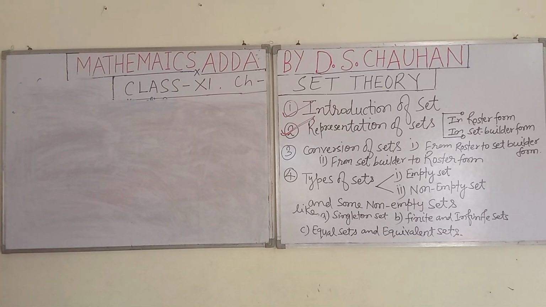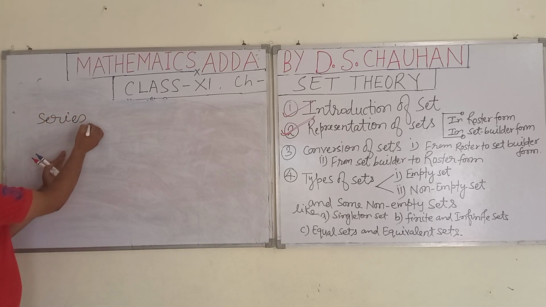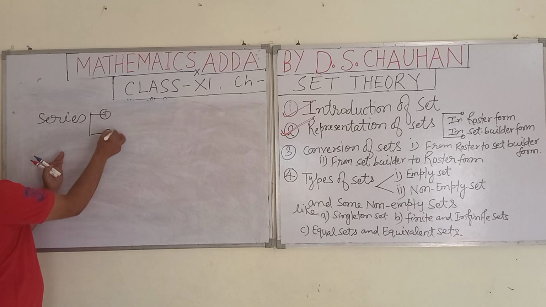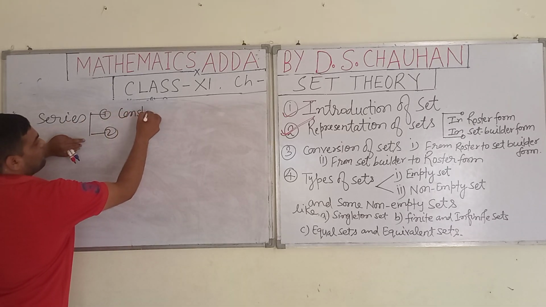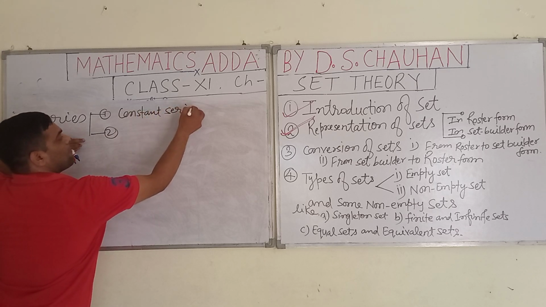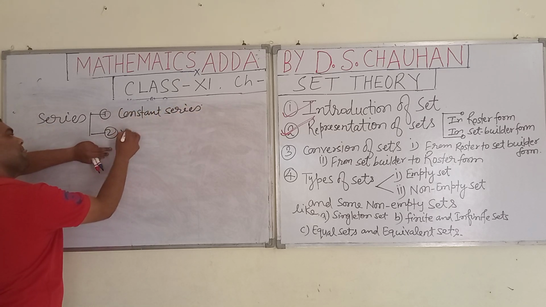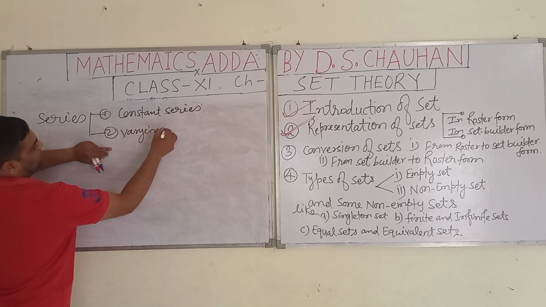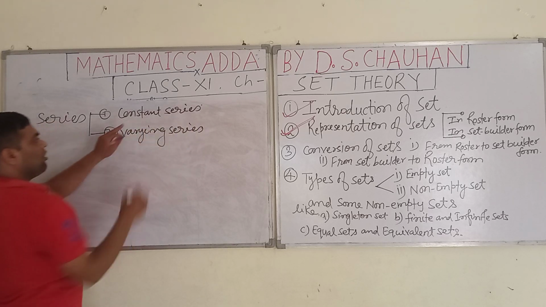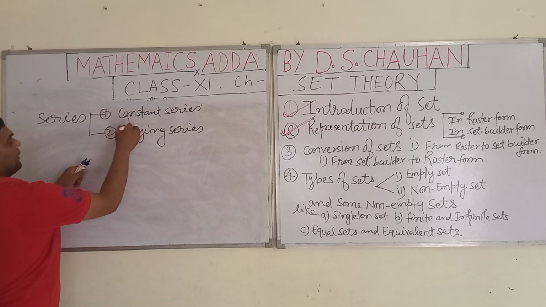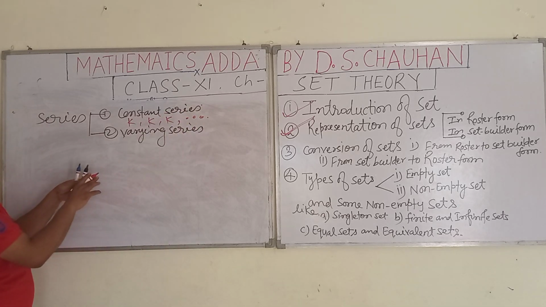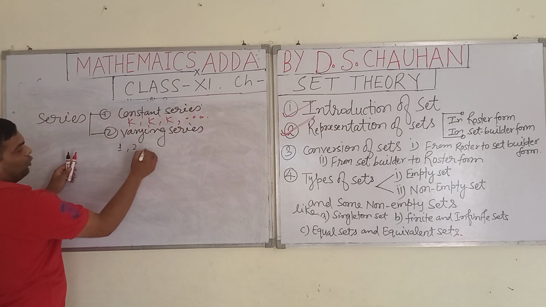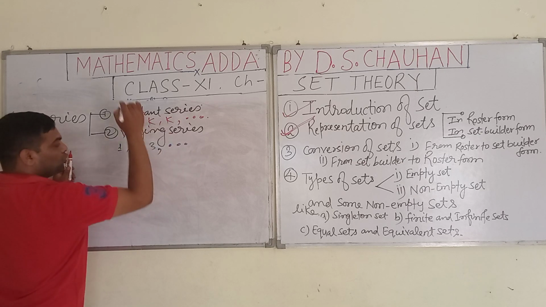See students, always keep this series in your mind. In general, students, there are two types of series. This is the constant series, and the other one is the varying series. The constant series is like k, k, k and so on. And the varying series, students, is 1, 2, 3, and so on.